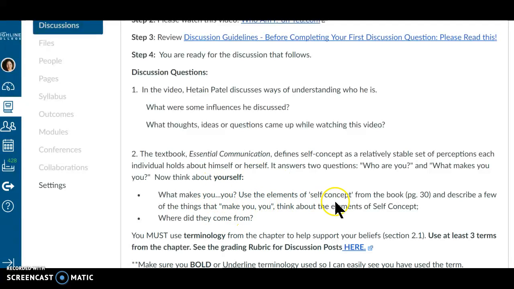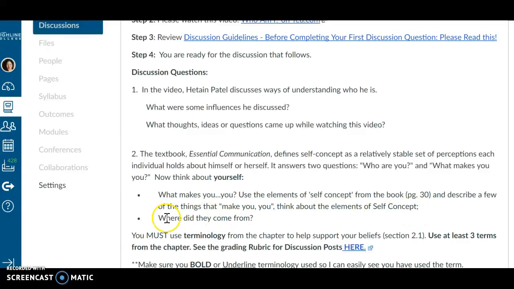I'm looking for the characteristics, and you're answering these questions on page 30 in your textbook. This will be about social characteristics, physical characteristics, culture, all those things that make you you. You cannot answer this question correctly if you have not read the textbook, right?